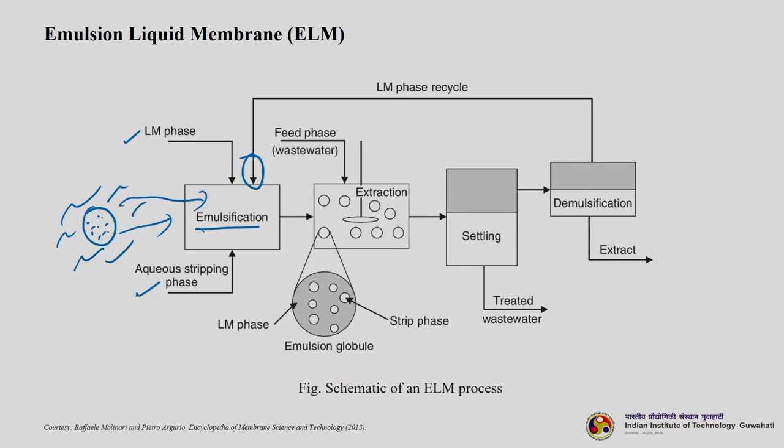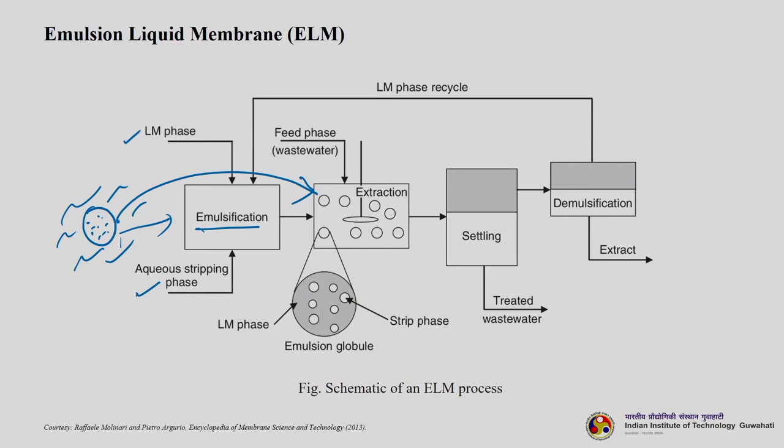Now, this goes to the extraction process. You stir it a little with very low agitation speed. Sorry, this is not the feed phase, the feed phase is coming here. You are putting your feed phase here and slowly stirring it. During that, mass transfer takes place, and the solutes which you want to transport from the feed phase to the receiving phase will travel through the emulsion membrane phase and eventually get trapped inside the receiving phase, or stripping phase, whatever you call it.